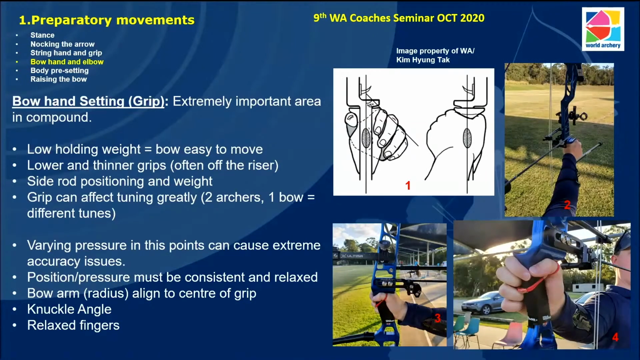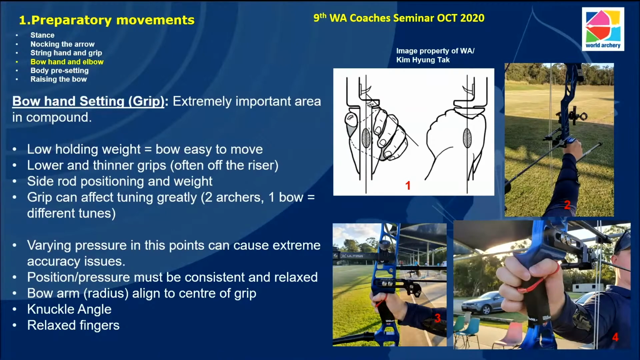Now, moving on, another area I'd like to highlight from World Archery's preparatory movement is the bow hand and elbow. I'll be talking more about the bow hand than the elbow, but again, it's another instance of an extreme similarity rather than a difference. Now, with the compound, setting your grip is extremely important.